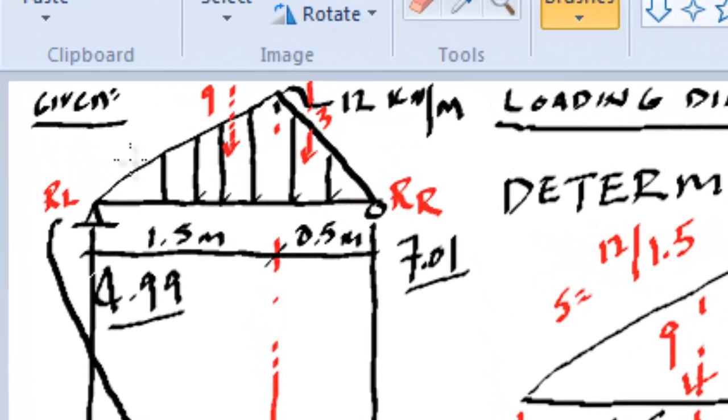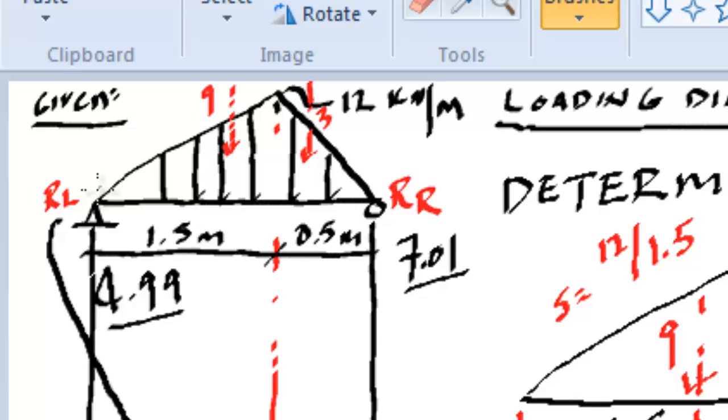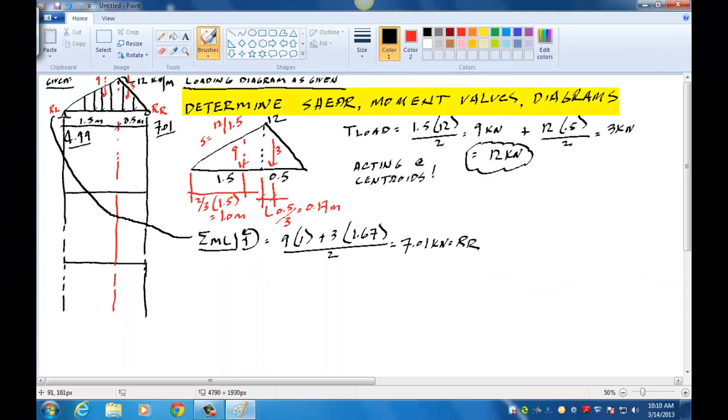As you'll notice up here, it is going from 0 up to an intensity of 12 kilonewtons per meter, and then back down to 0. We have, again, a simply supported beam. What we do is determine the shear and moment values and diagrams, of course, looking for the maximum moment values and the maximum shear values. And basically what I did, I went through and calculated the reactions as follows.